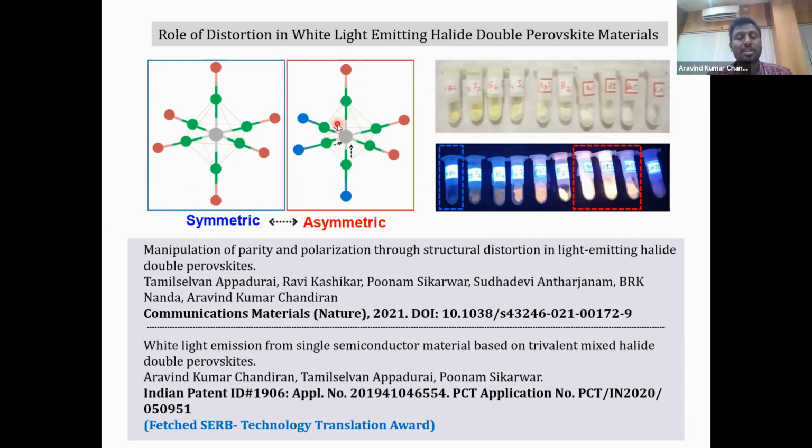And the polarization was the target we had when we started working on water splitting, because when you have polarized material, charge separation becomes efficient. But then this polarization also led to bright white light emission. So this came out as a research article in Communications Materials from Nature. And this work also fetched the SERB Technology Translation Award last year.